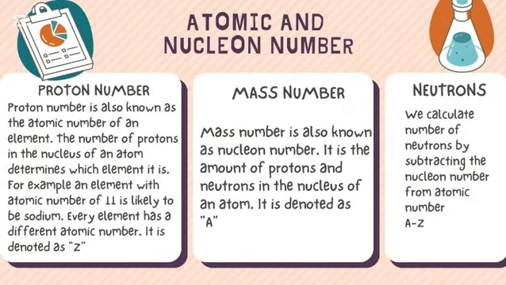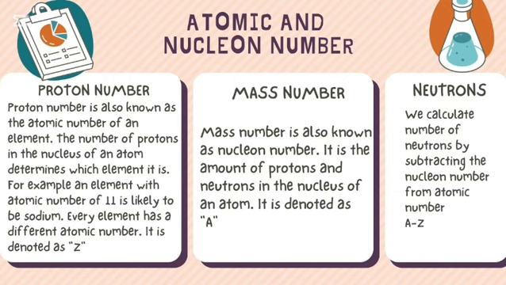Atomic and nucleon number. Proton number is also known as the atomic number of an element. The number of protons in the nucleus of an atom determines which element it is. For example, an element with atomic number 11 is most likely to be sodium. Every element has a different atomic number, and the atomic number is denoted by the letter Z. Mass number is also known as the nucleon number. It is the total number of protons and neutrons in the nucleus of an atom. It is denoted by the letter A.